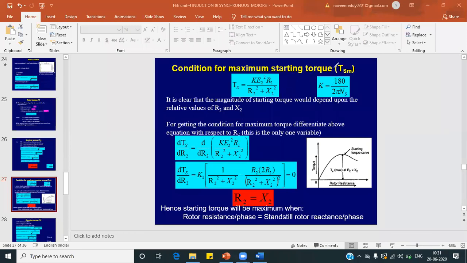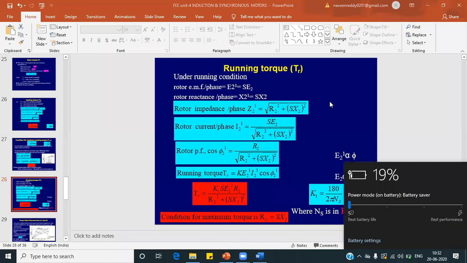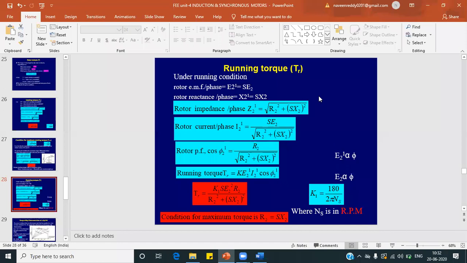Condition for maximum starting torque. If you want a maximum starting torque, you have to differentiate with respect to R2. This we will see in tomorrow's class, because I am running out of time and I do have some power issues. My battery is draining out. That's why I am hurrying up, and I'm really sorry for that. There are some power issues. My laptop battery is draining out, only 19% I think. Even you can see it, right?